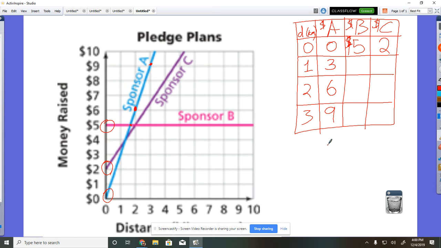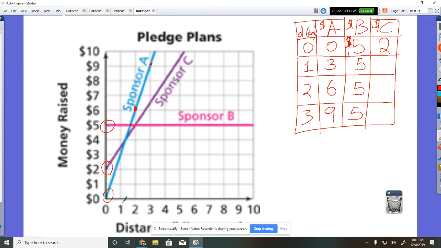All right, let's take a look at B. B does not increase at all. It is a flat line, which means it is going to be $5 no matter what. That means it has a rate of 0. We may not see the rate in the equation, but we talked about it today. We have to understand that the rate is 0. It's still there.